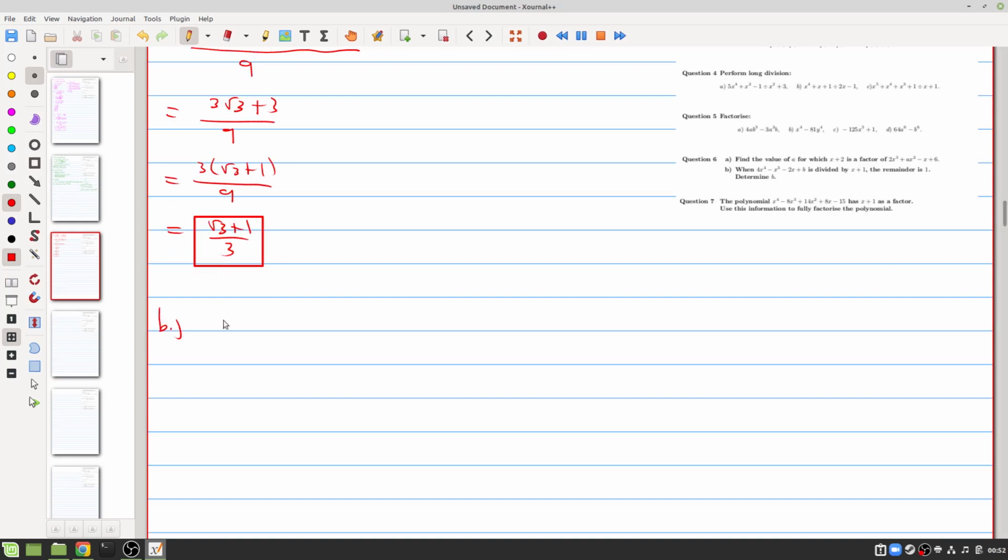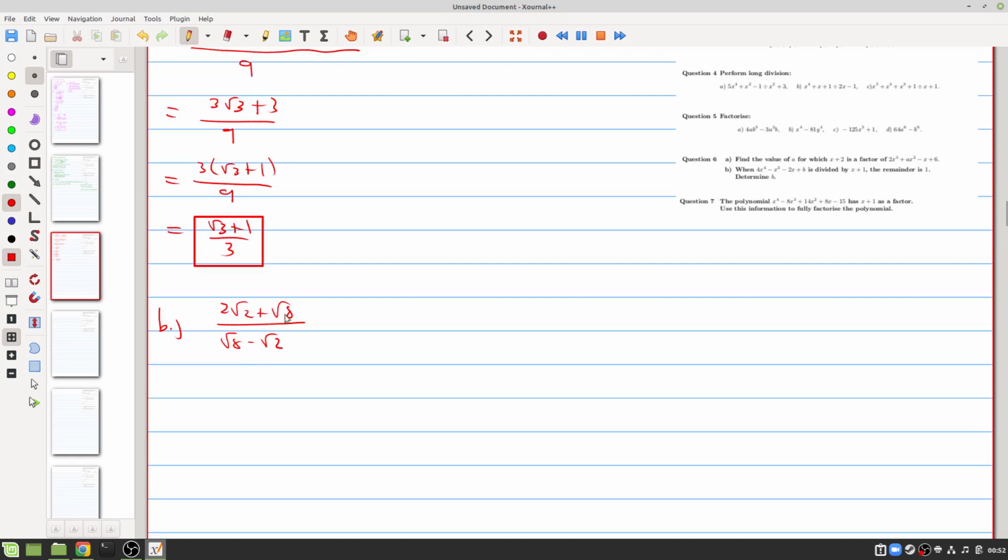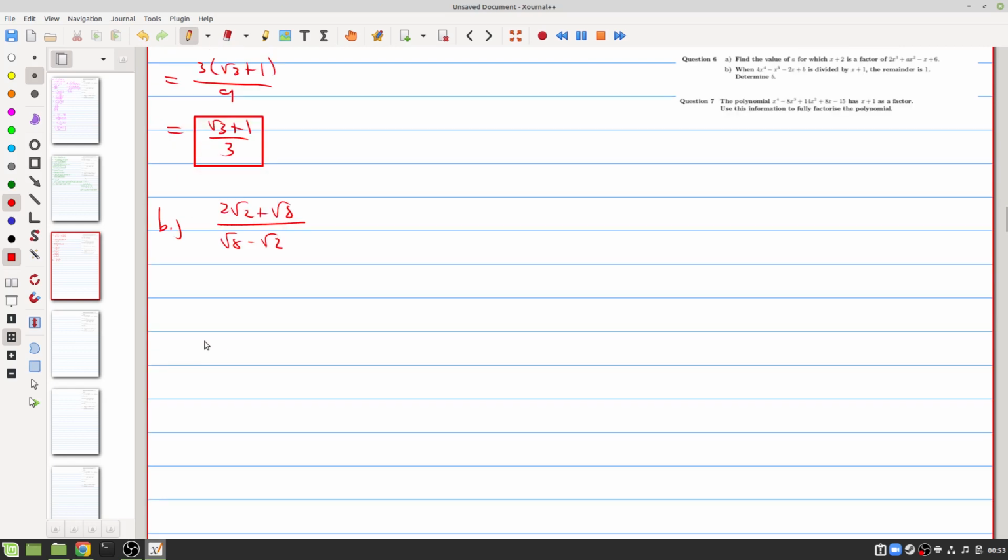Question B. 3b, got 2 root 2 plus root 8 over root 8 minus root 2. So here again, we can first simplify the roots a little bit if we like, or we can just straight up multiply by the conjugate. I don't know which one is quicker. I'm going to simplify the roots first a little bit.